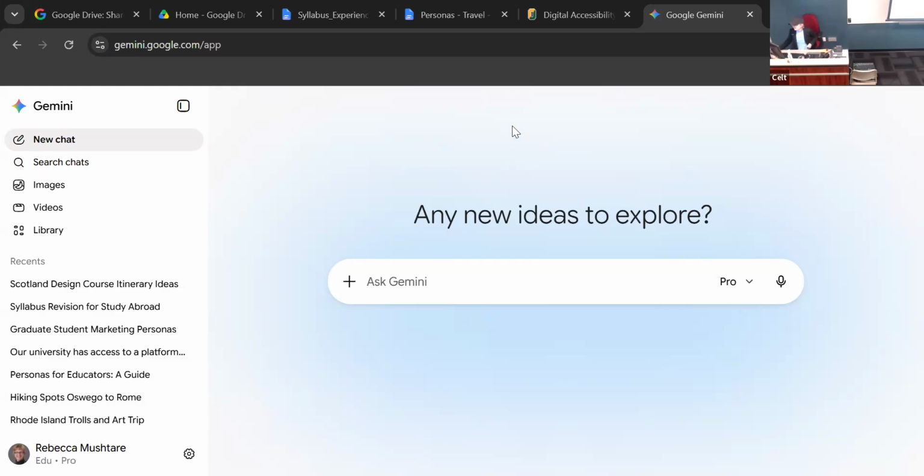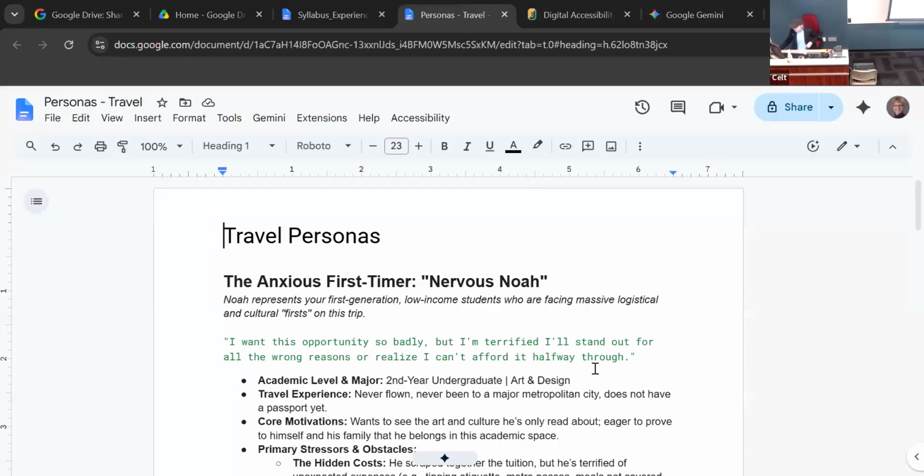Okay, so the first thing that I want to share with you is the personas that I made for travel. I put in some information about the kinds of audiences I've had in the past. I told Gemini, I've had students who haven't traveled before, they've never flown before, they've never been to a big city before, different majors outside of the discipline I might be teaching in, adult learners, graduate students, undergraduate students, the gamut of different kinds of students that might end up together.